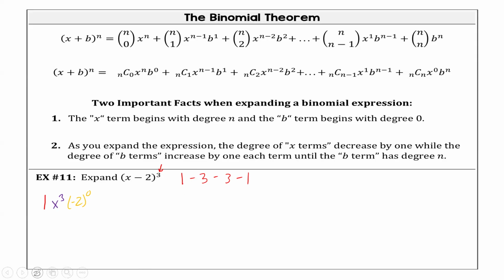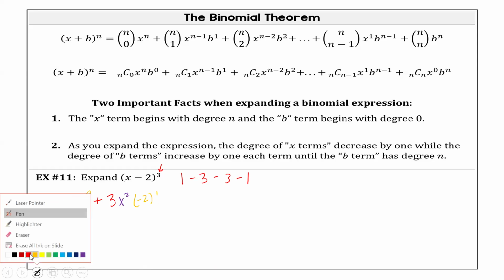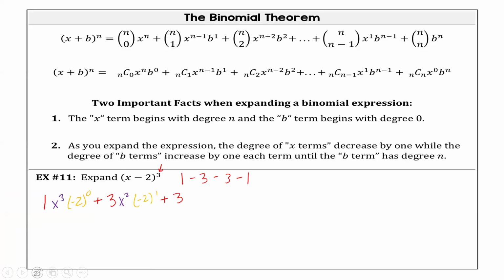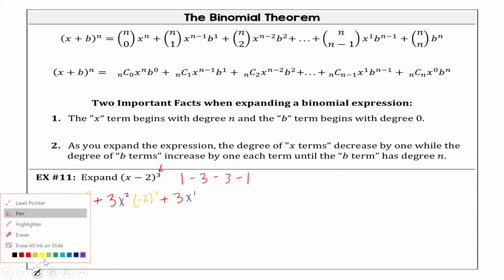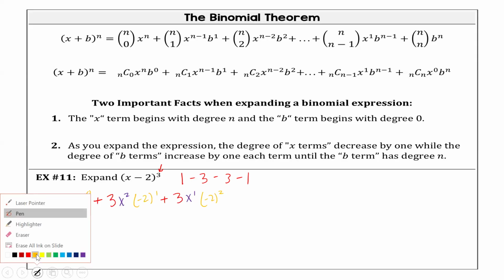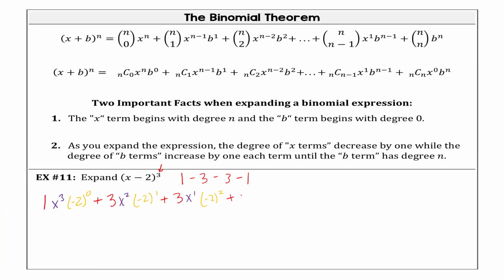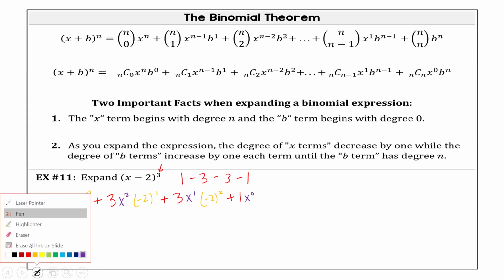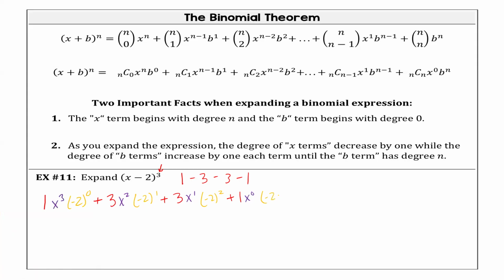So following that, my next is going to be plus 3. This time we have x to the 2, and then we have -2 to the 1. Then we have plus 3, and we have x to the 1. Then we have -2 to the 2. And then x to the 0. And then we have -2 to the 3rd.